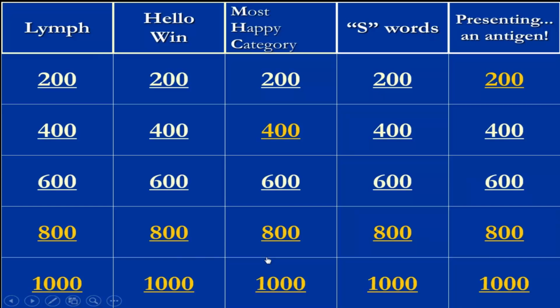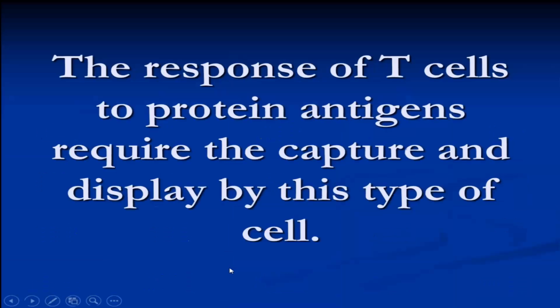Okay, so I can pick. Okay, I'm going to close this. How about presenting antigen for 200? The response of T cells to protein antigens requires the capture and display by this type of cell. What are antigen presenting cells? Yep. I thought there was a simple trick.